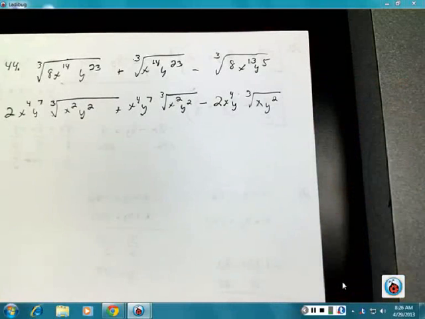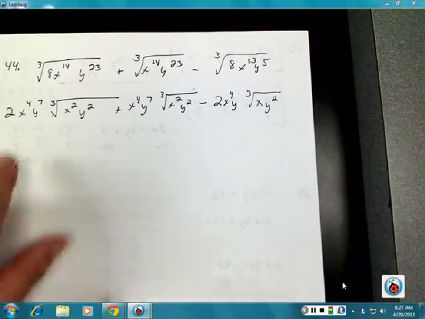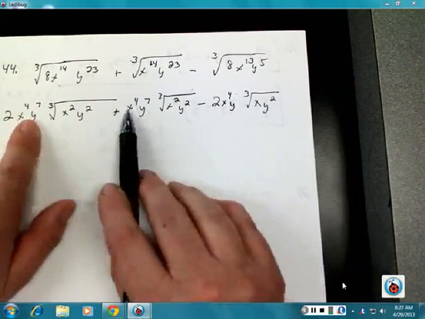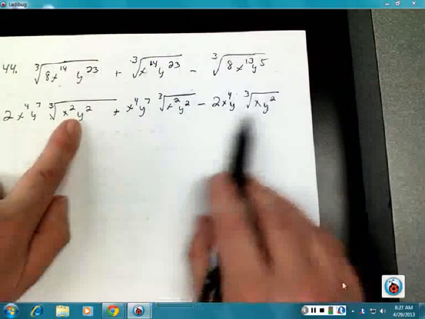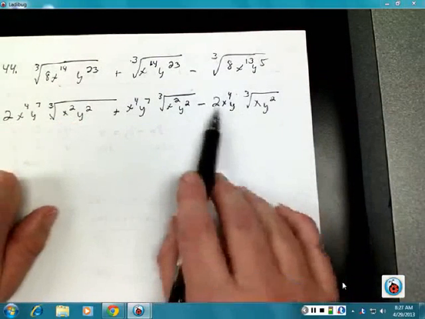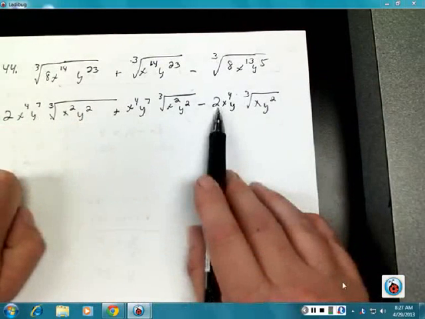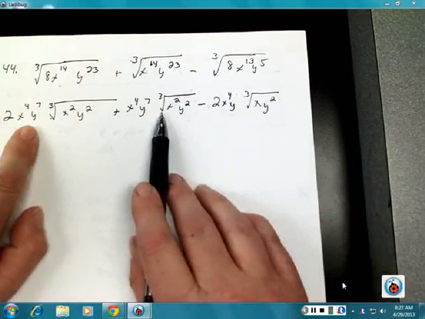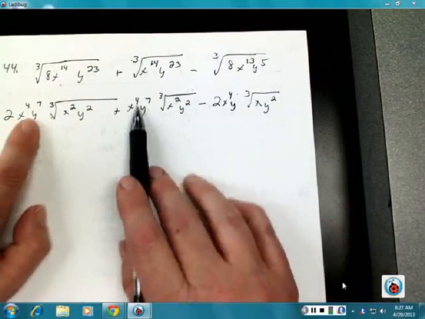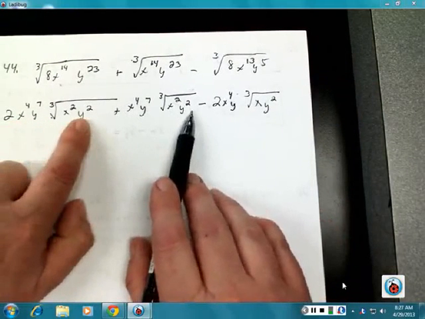my radical. So now I gotta go back and look at this and say, can I put any of this together? Now, to put it together, what has to happen? Everything here has to match, and everything under here has to match, okay? So, if I look at this one, does this one match anything? No. But these two match each other. Notice it's x to the 4th, y to the 7th, x squared and y squared under the radical still.